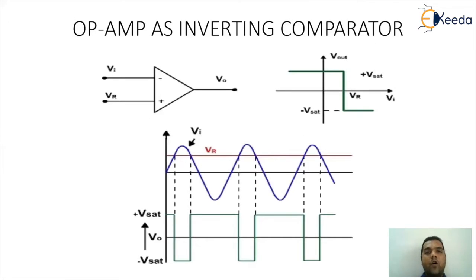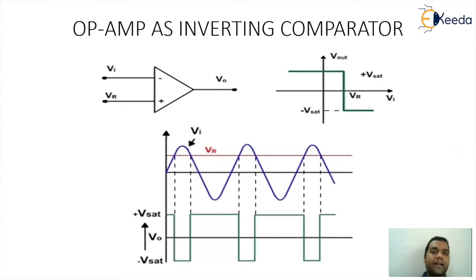Now let's have a look at the op-amp as an inverting comparator, where the input is given to the minus pin and the plus pin has a reference voltage. Whenever a sinusoidal input is given, you can see a sine wave represented in blue color. If the value of Vi is greater than the reference voltage, the output at that point will be minus VSAT. For all other situations, the output is going to be plus VSAT.